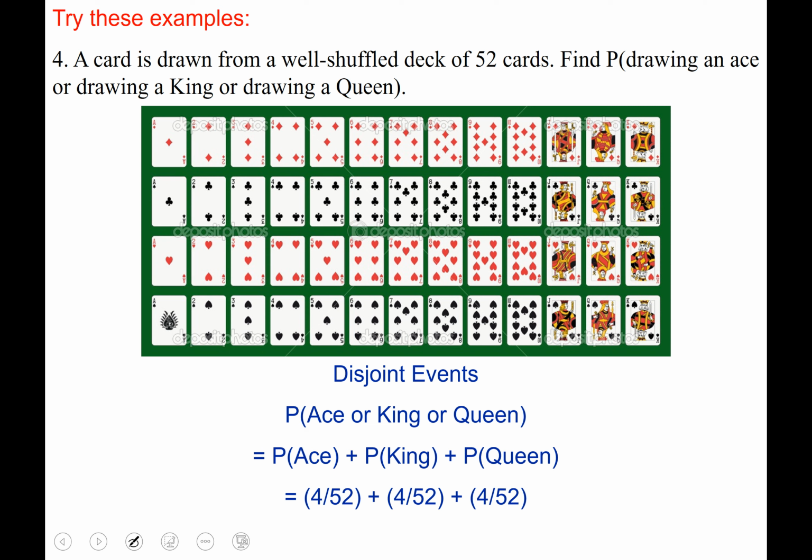Probability of drawing an ace is 4 out of 52, plus probability of drawing a king is 4 out of 52, plus the probability of drawing a queen is 4 out of 52. And that gives us, let's see, 4, 8, 9, 10, that's 12 over 52. So if you got to 12 over 52, nice job. One last step would just be reducing that fraction to 3 over 13.